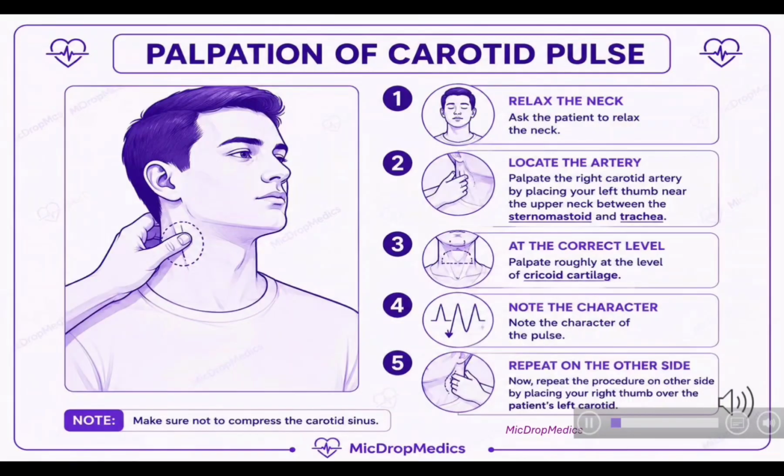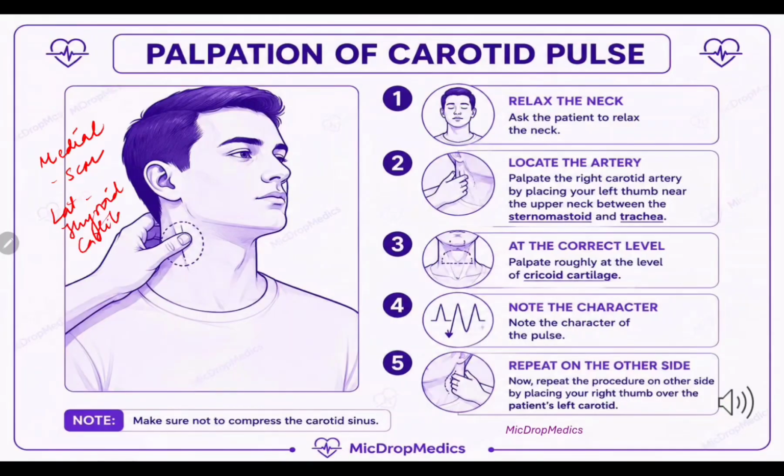Now let's review the locations of the peripheral pulses for the upper limb. Firstly, you have the carotid pulse, which is located in the neck, medial to the anterior border of the sternocleidomastoid and lateral to the thyroid cartilage. A crucial safety tip: never palpate both the carotids at the same time. You may restrict blood flow to the brain or trigger a reflex bradycardia via the carotid sinus, causing the patient to faint.